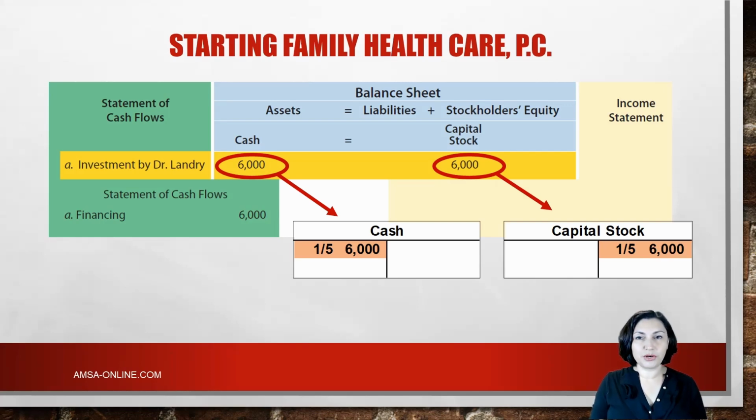The cash account increased, so $6,000 was placed on the left or debit side of the ledger account. Remember, a debit to an asset account means an increase. The capital stock account was increased or credited for $6,000. Remember, a credit to an equity account represents an increase in the account. This results in an equal debit and credit impact in the transaction, so we have followed the rules of double entry accounting.